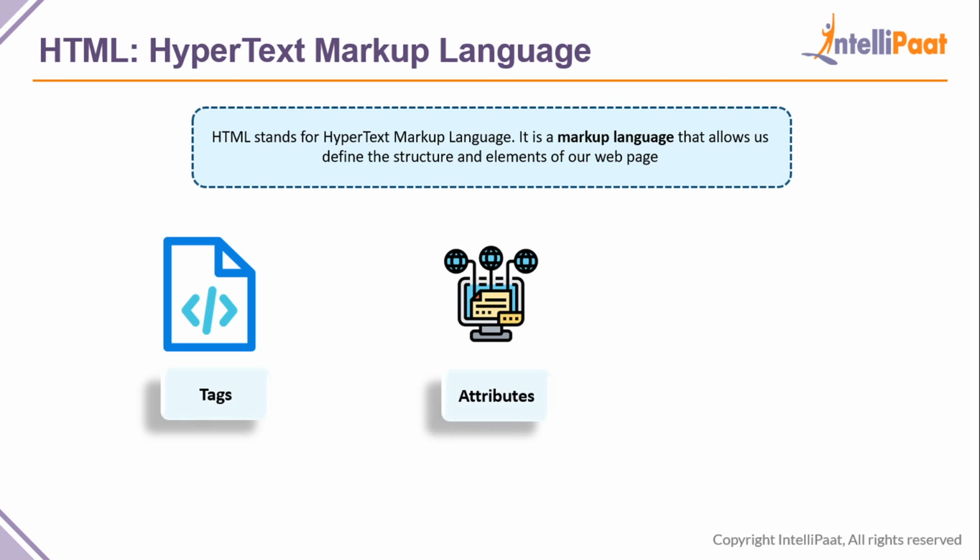Then come attributes. So attributes are extensions to tags. They allow us to define additional properties on a tag. They allow us to change the size of an image, change the alternative text, so on and so forth.